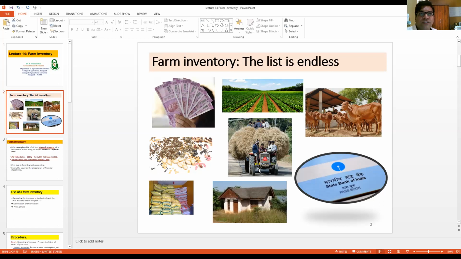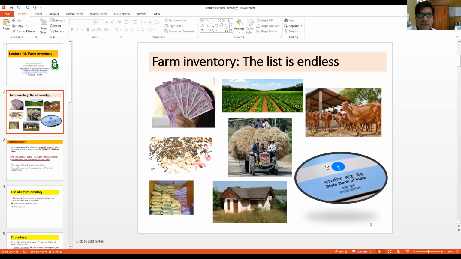Just like we have non-depreciable assets, which do not have time value, we have something called depreciable assets, which the farmer will be using over a time period. For example, tractor, livestock, farm building. So we have depreciable assets. We have non-depreciable assets because the farmer is going to consume or utilize immediately. And then we'll be having cash assets or current monetary assets. So all these items will be present in inventory.